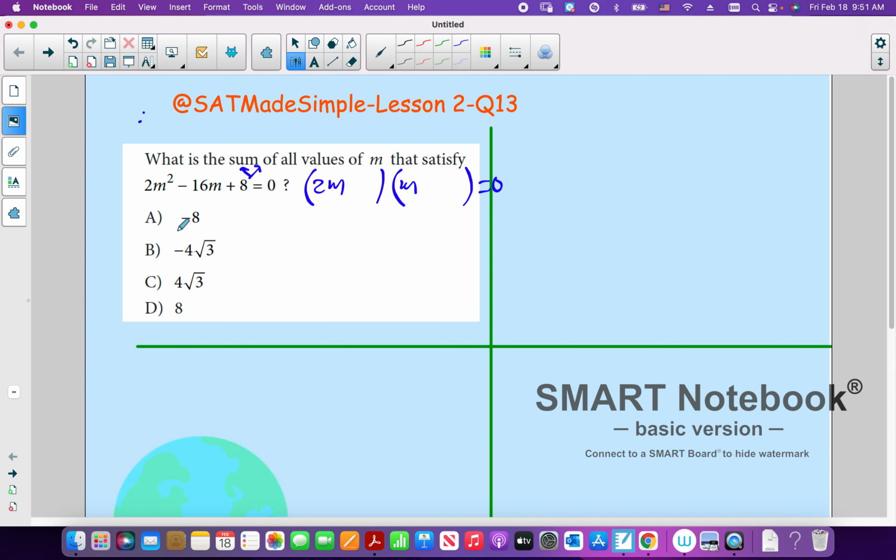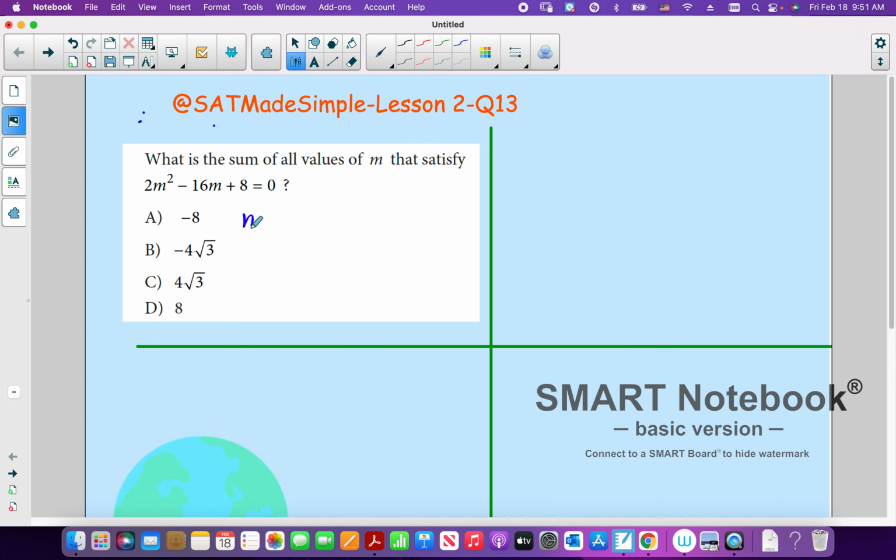When I multiply them together, they give me 8, either 8 and 1 or 4 and 2. If I do 4 and 2, I won't get the middle term, and if I do 8 and 1, it won't give me that, so I cannot use this approach. So my other alternative is to use the quadratic formula.